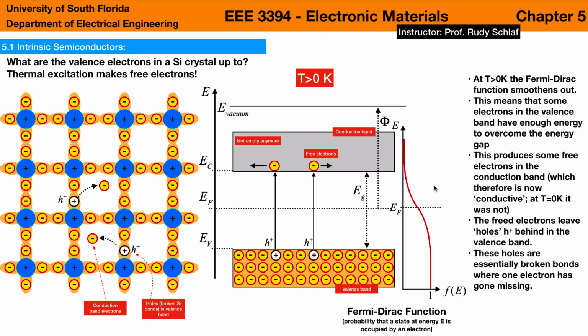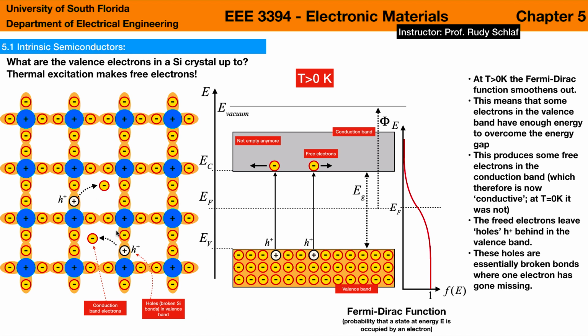How can we get some electrons into the conduction band? Well, you know that already. Essentially, we turn on the heat. At temperatures that are larger than 0, the Fermi-Dirac function smoothens out, and that means we get some probability to find electrons up here in the conduction band.